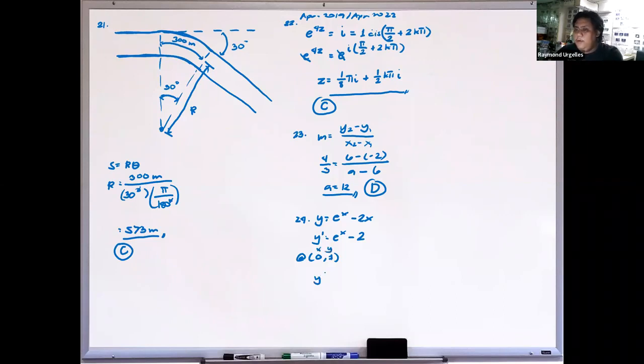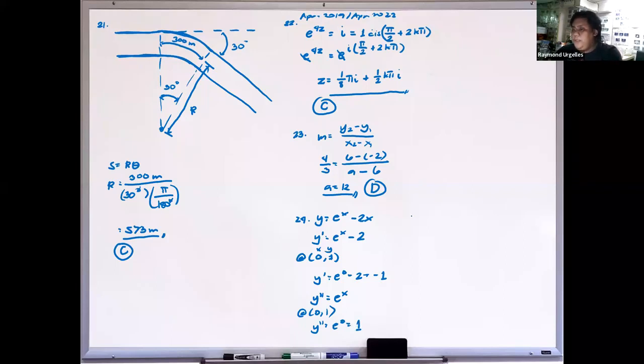So therefore, what will be our y prime? E to the 0 minus 2. Diba? So this is negative 1. Next is kailangan din natin ng y prime prime. So again, derivative ng e to the x is e to the x. Derivative ng negative 2 ay 0. So at the given point 0, 1, yung y prime prime natin is e to the 0, so this is equal to 1.